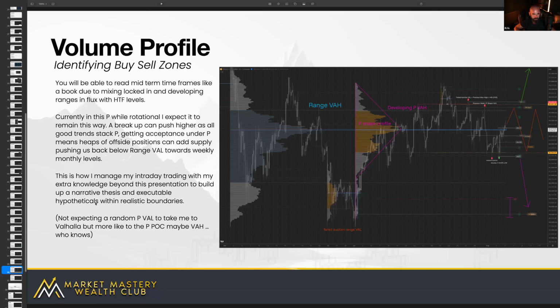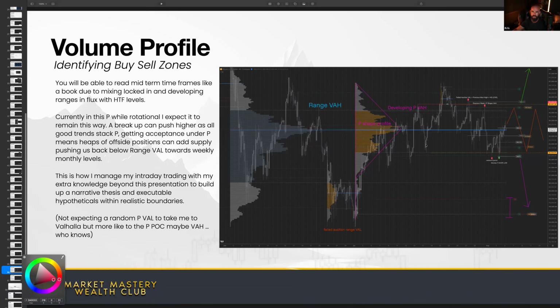So you'll be able to read midterm timeframes like a book due to mixing locked in and developing ranges in flux with higher timeframe levels. Currently in this P, like we discussed earlier, I expect it to remain this way. A breakup can push higher as all good trends stack P. Getting acceptance under P means heaps of offside positions can add supply, pushing us back below range val towards weekly, monthly levels. This is how I manage my intraday trading with my extra knowledge beyond the presentation to build up the narratives, thesis, executable hypotheticals within realistic boundaries. Not expecting a random P val to take me to Valhalla, but more like to the P POC or the value area high. So who actually knows?